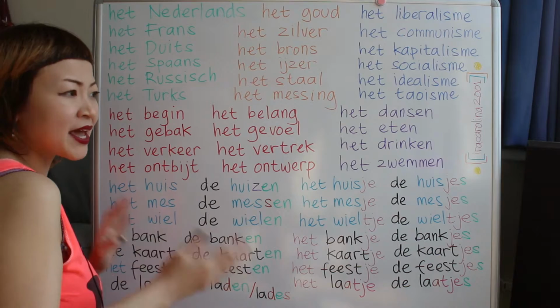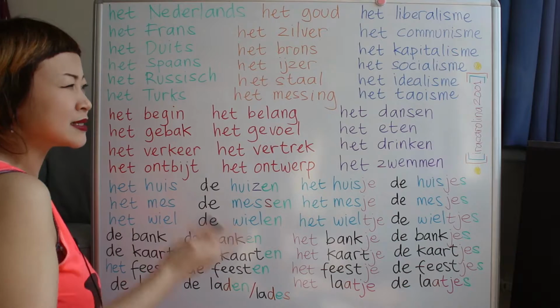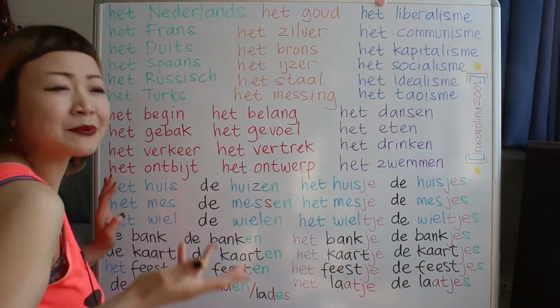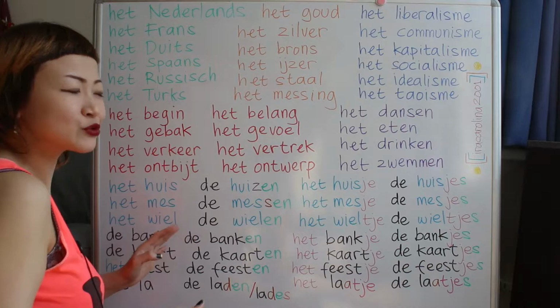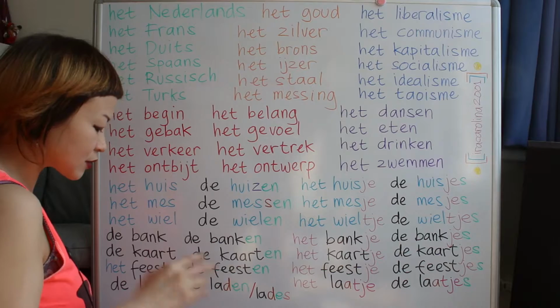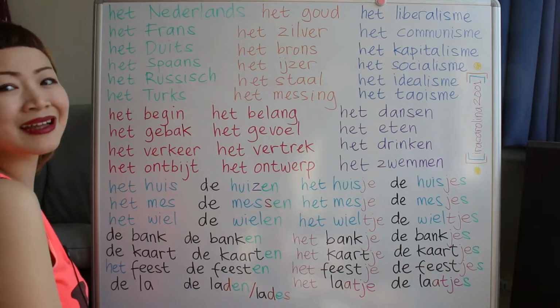Even though in application, sometimes there are exceptions. It's like, in the general rules, we use de, but as an exception for this word, we have to use het. Or in the general rules, we have to use het, but as an exception for these words, we use de. In Dutch, exceptions often come up. Let's start.